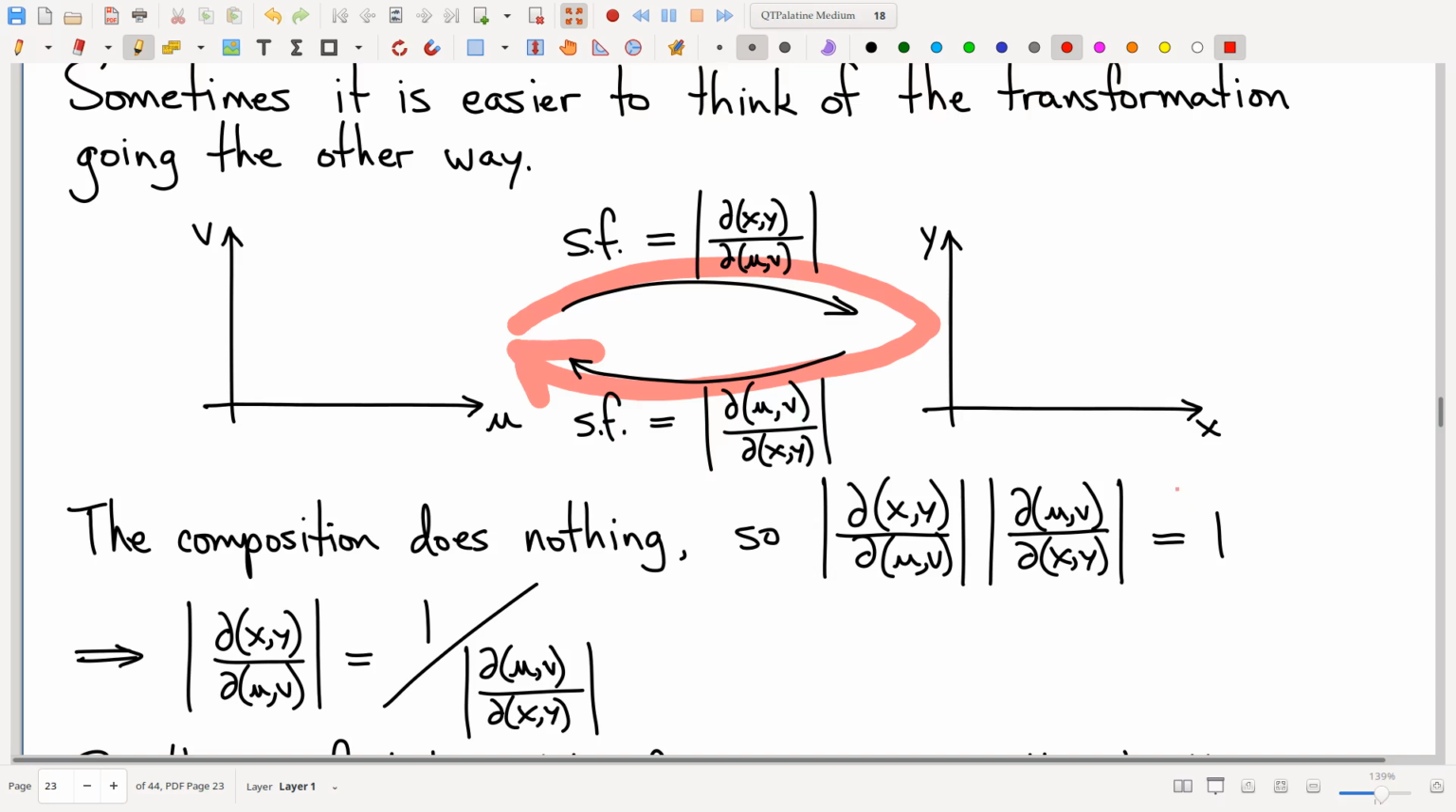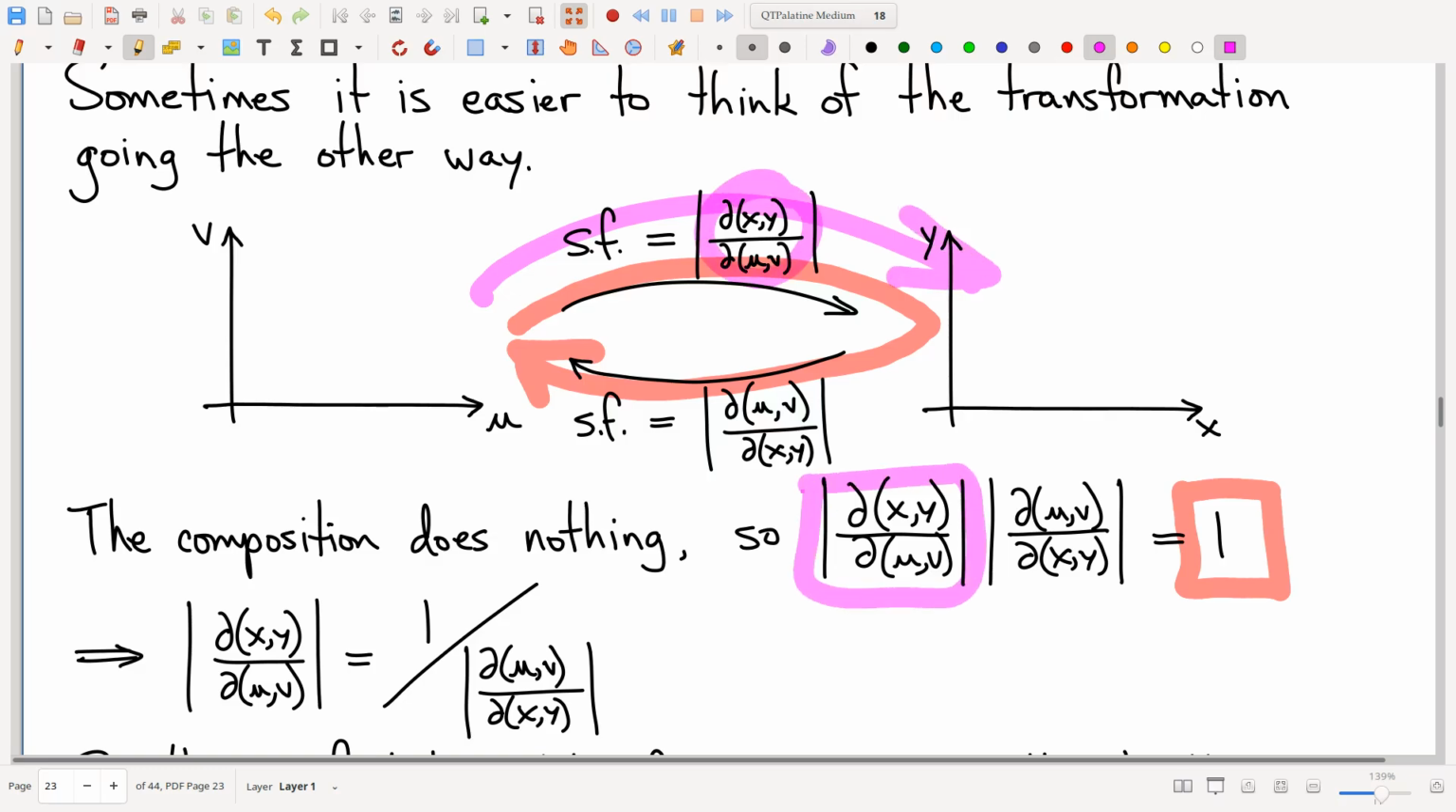Overall, how much has the factor changed? It hasn't changed. Factor's 1. Is that cool so far? Okay. Well, conveniently, as we just discussed, the push forward stretching factor is this, and the other direction, the second half, if you will, the coming back the other way stretching factor is this. And so, check it out.